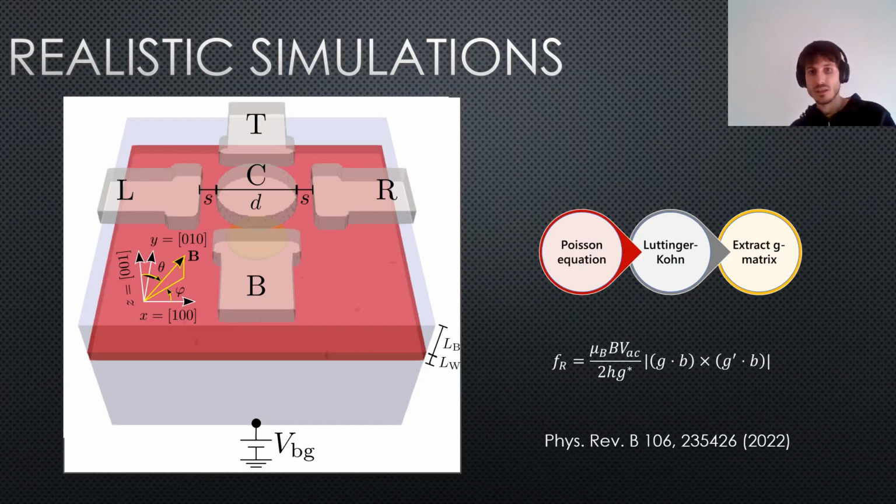So for this, we design our device like this, and we solve the Poisson equation to get the electrostatics, right. We get the convoluting Hamiltonian for the hole, and we extract the G matrix as a function of the gate voltages of the different gates, so we can use the G matrix formalism to extract Rabi frequencies.